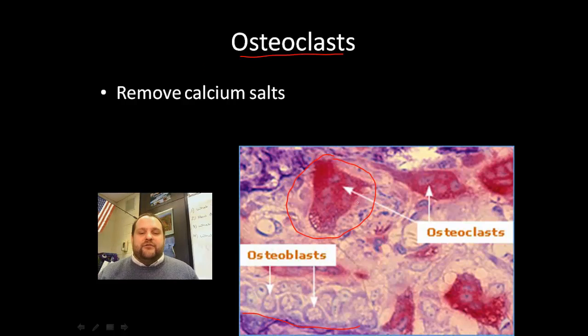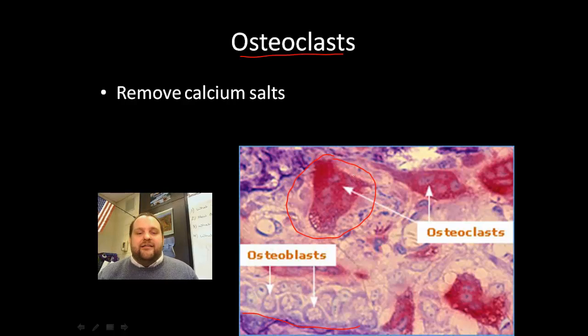And it's these two cells working together, the osteoblasts and the osteoclasts, that are going to make sure that our bone is the correct thickness, that it's the correct length, that it fits our body perfectly. So if we need more bone, we'll generate more bone. If we need less bone, we'll break down the bone we have.